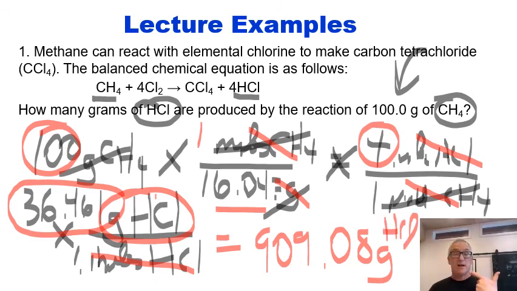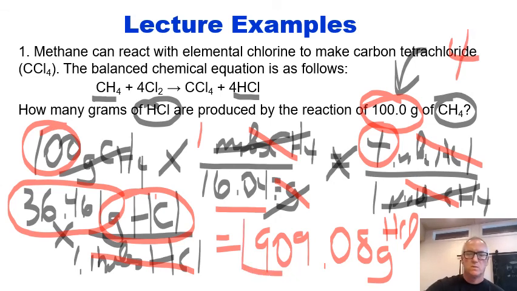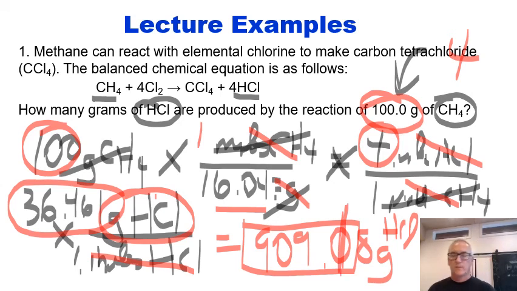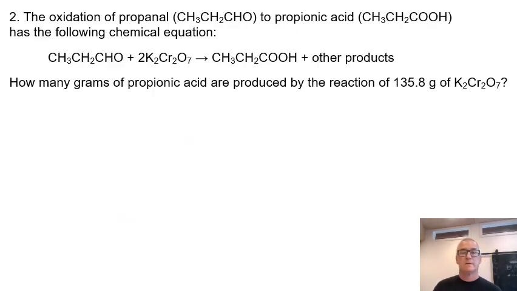And then to finish, I check how many significant digits I should have. I'm looking, and it says 100.0 grams of CH4 methane. That is 1, 2, 3, 4 significant digits. So my final answer would be 909.1. That would be my final answer. I would round up because of the 8 here. Okay? And then tomorrow we will do this one as a group.